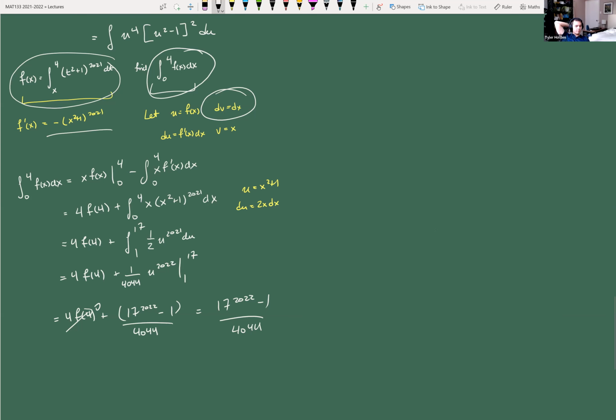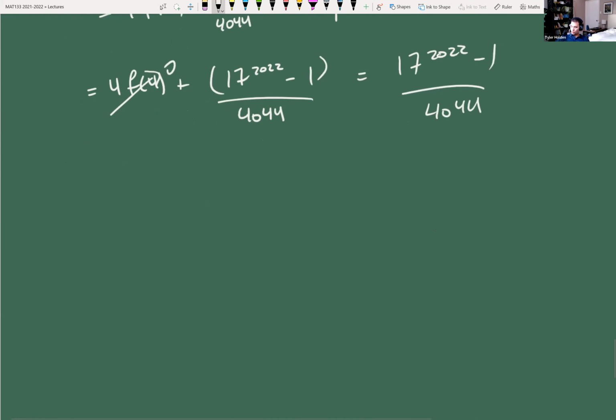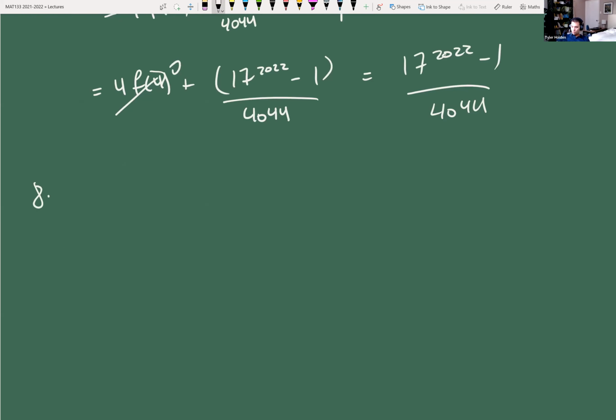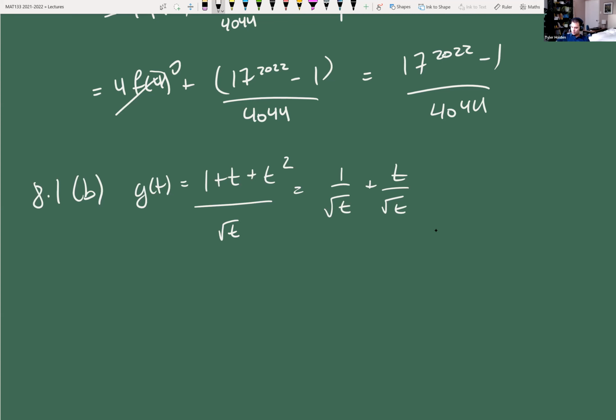No problem, Christian. Now for the person who asked for 8.1, let's see if we can do this pretty quick here. So for 8.1b, we've got g of t is (1 plus t) squared divided by root t. And the trick here is to split this one up, right? So let's write this as 1 over root t plus t over root t plus t squared over root t. And then let's write this so that it's a power, right? So we get t to the negative 1/2.